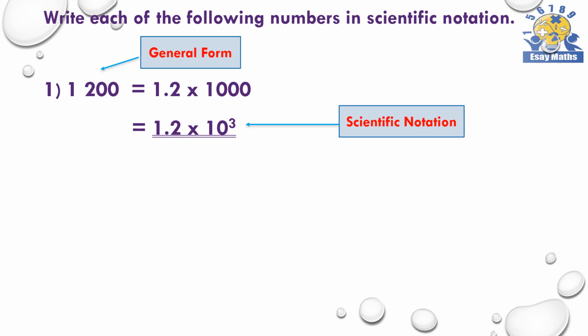1200 is a number in general form. 1.2 into 10 to the power 3, we called as a number in scientific notation. There is another easy way to find the answer.